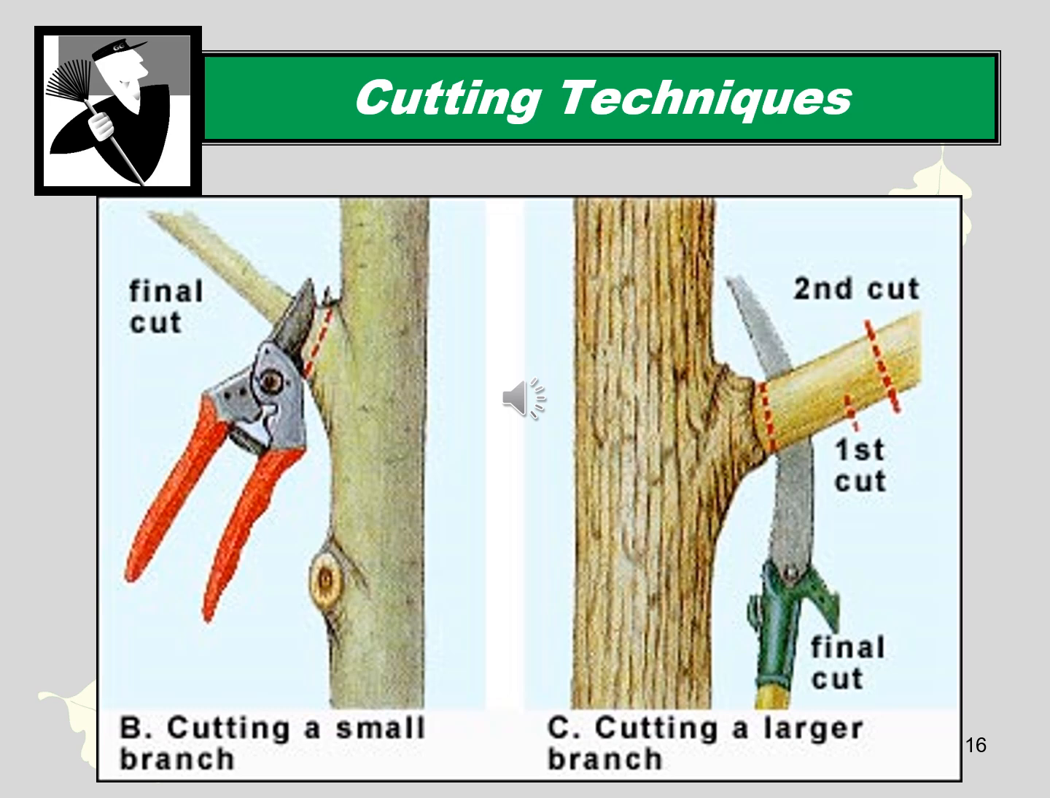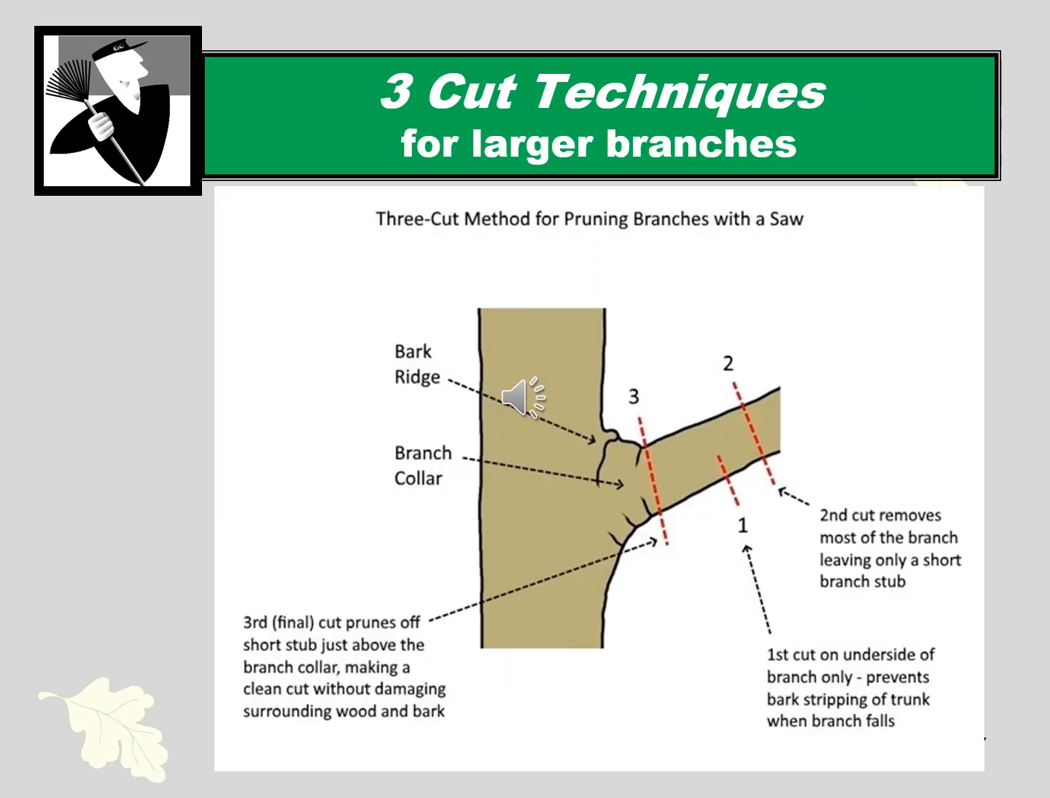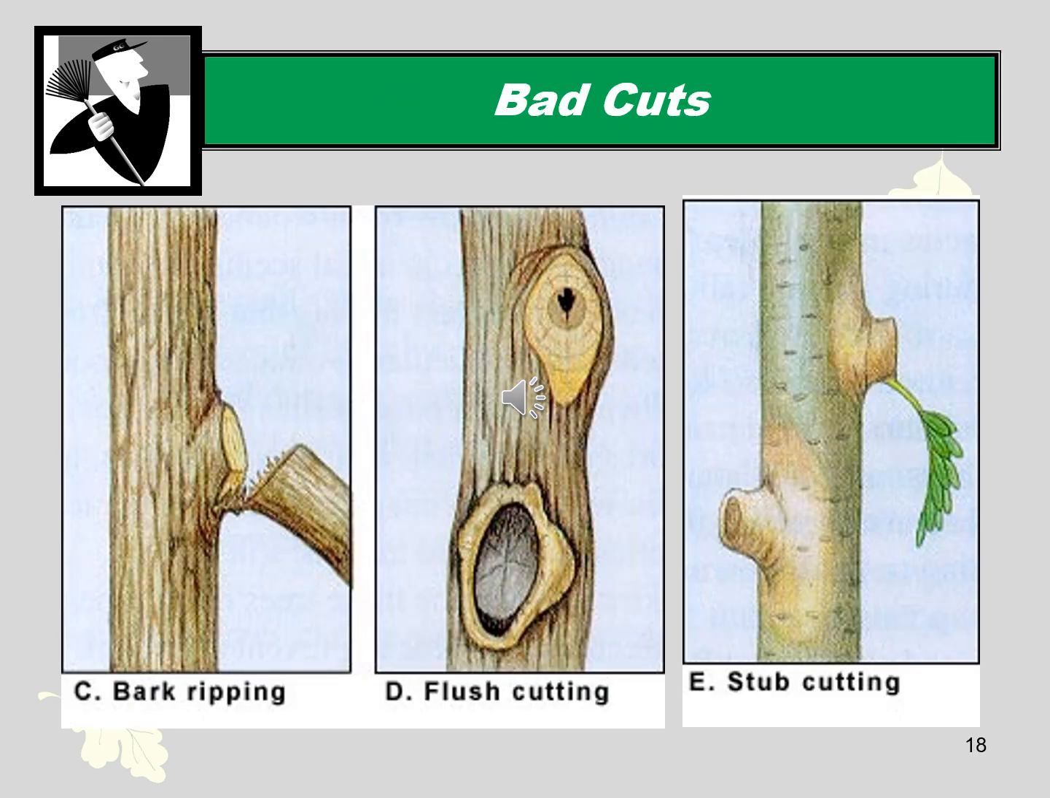So the third cut is your final cut, just right against the branch collar where you want the final cut to be. This describes that 3-cut method in text, the same method as the slide before.